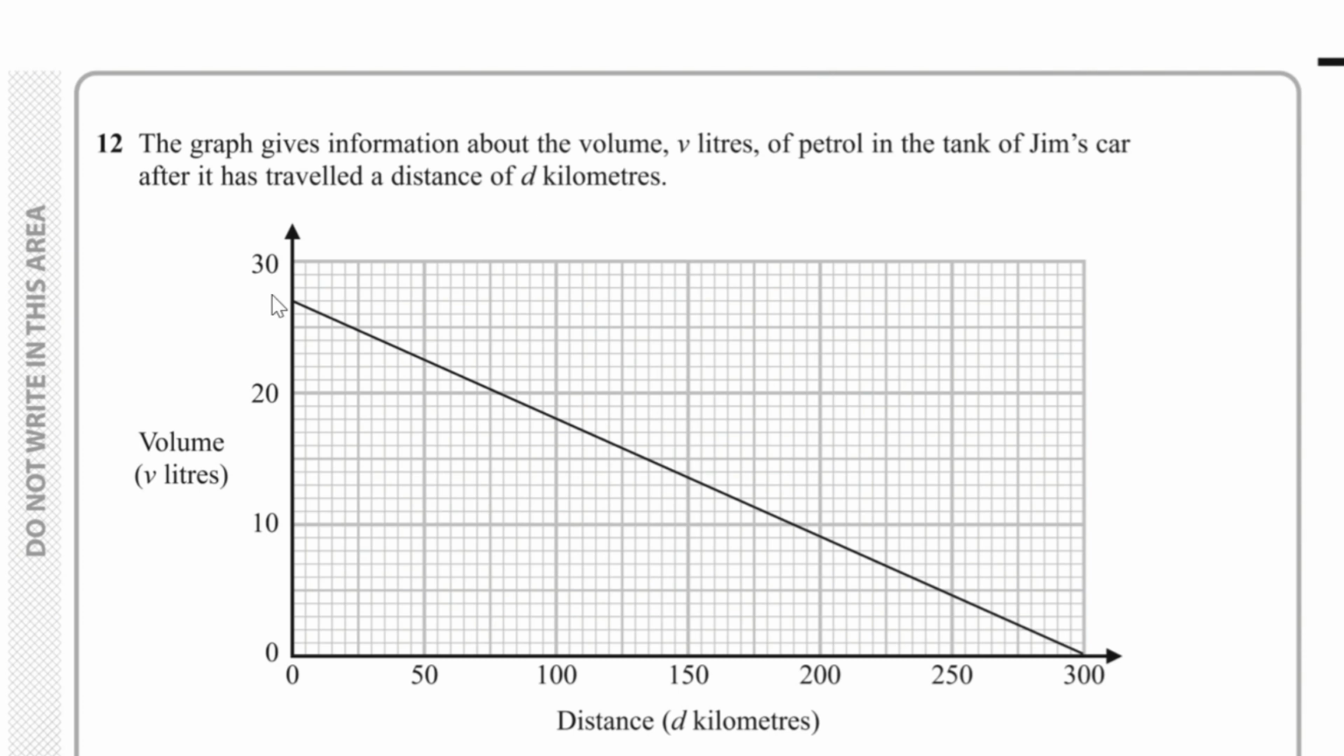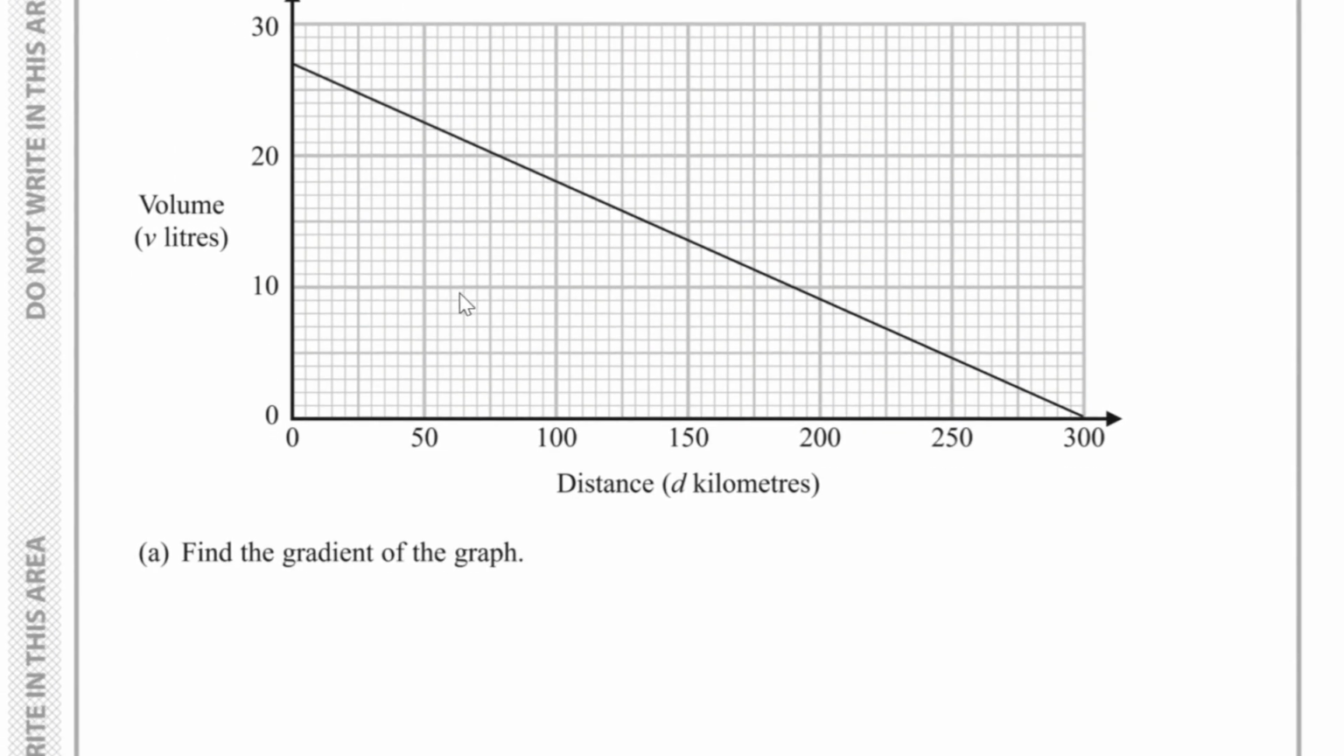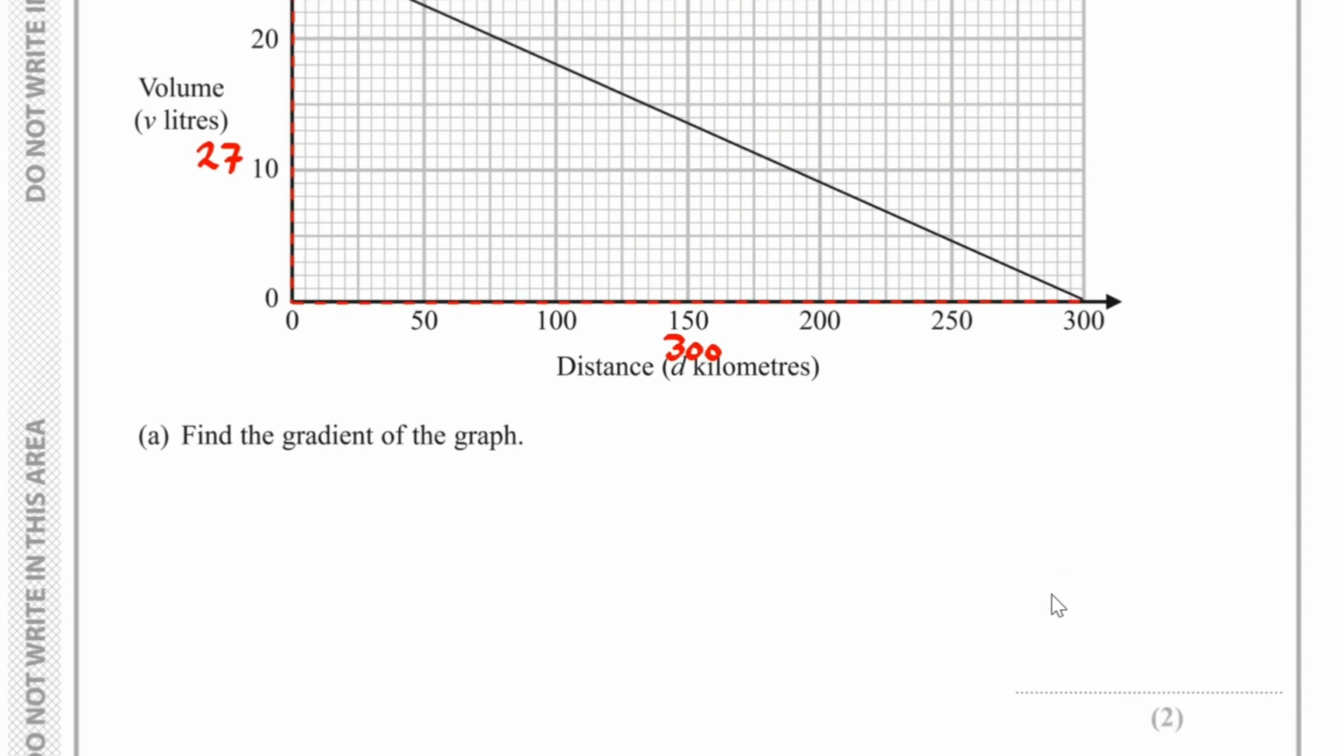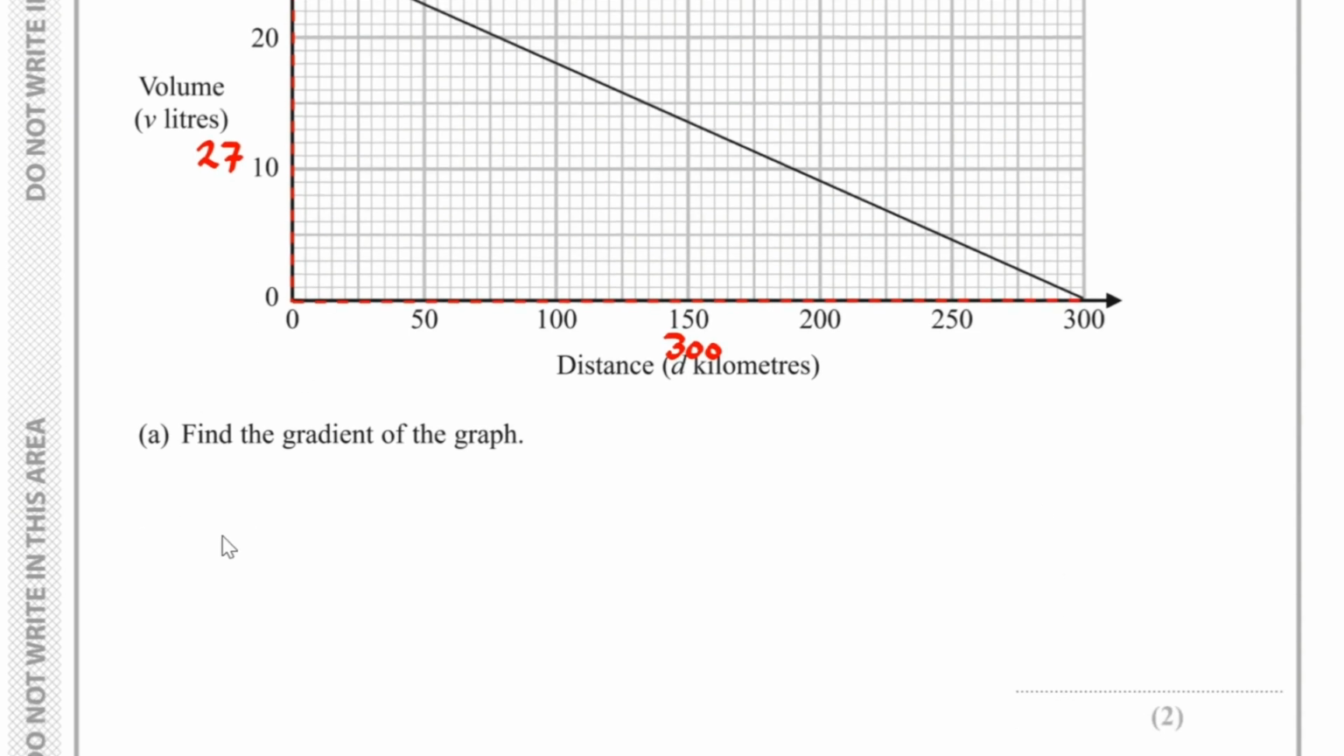Question number 12. The graph gives information about the volume v litres of petrol in the tank of Jim's car after it has travelled a distance of d kilometres. For part A, we have to find the gradient of this graph. Well, to do this, we need to find the change in y, which is 27, divided by the change in x, which is 300, and so therefore the gradient is equal to negative, because the line's going down.